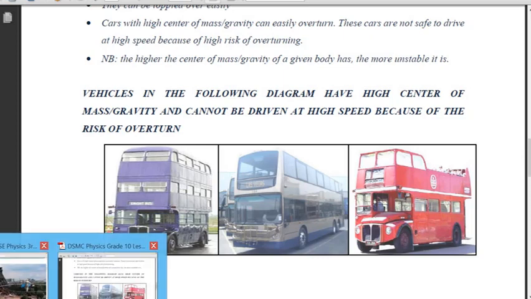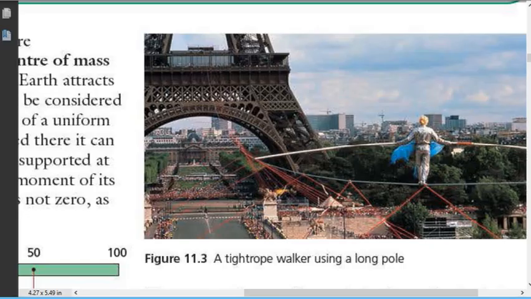I also had an image here of a guy who is walking on a tightrope. I hope you can see this guy. He's walking on a rope. He's in the air, not walking on the ground. And if you are familiar with world structures, I'm sure you can tell that that's the Eiffel Tower. And if you know that's the Eiffel Tower, then you know which country that is in, right?